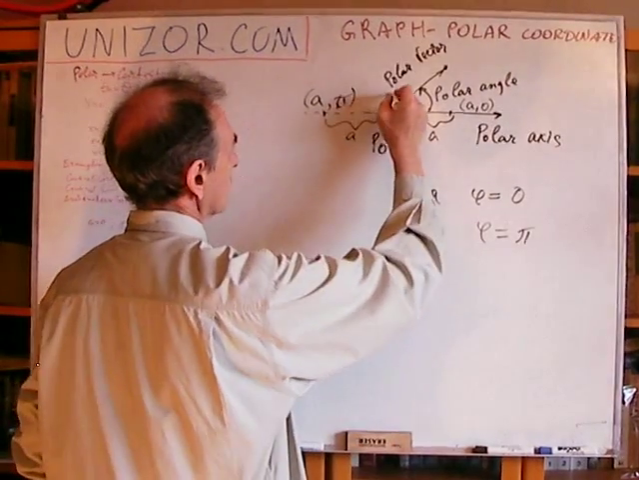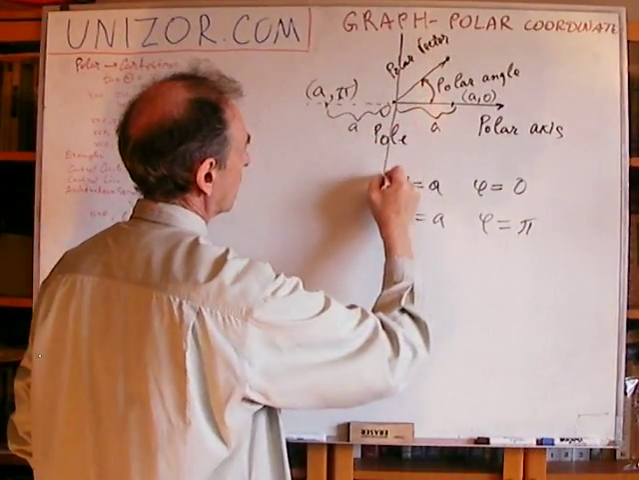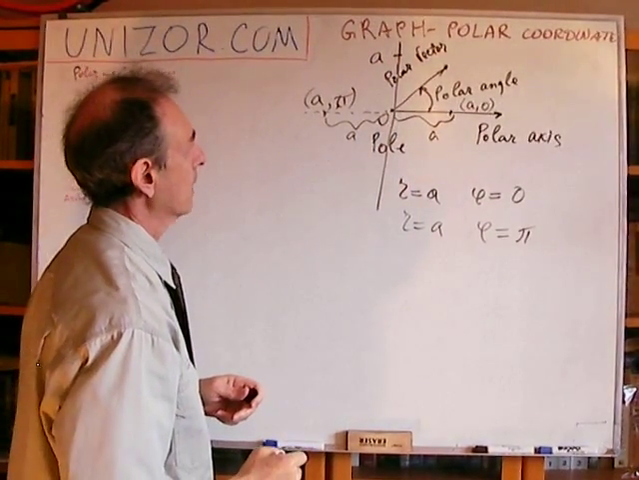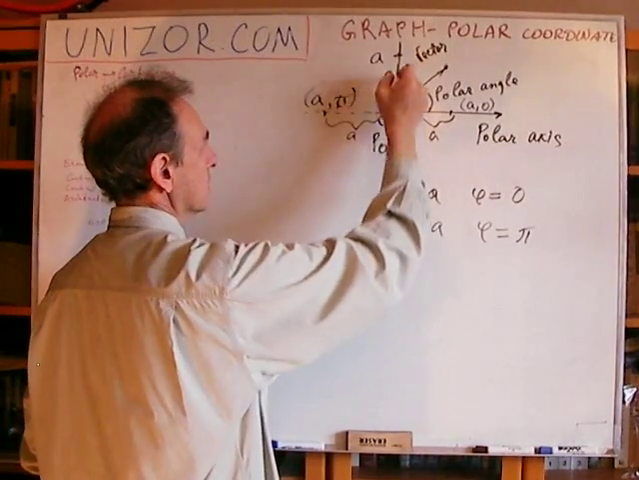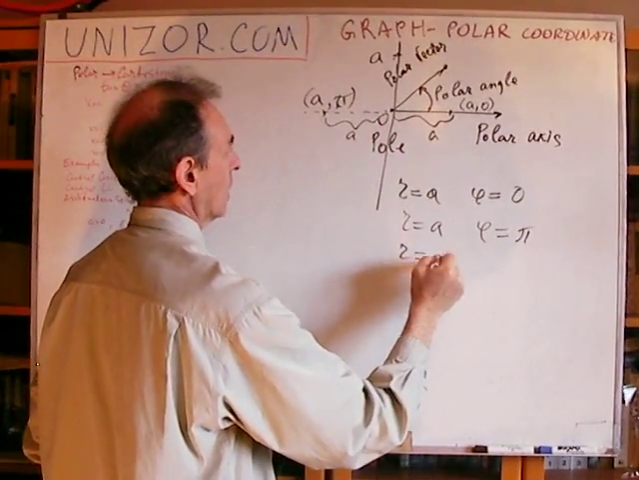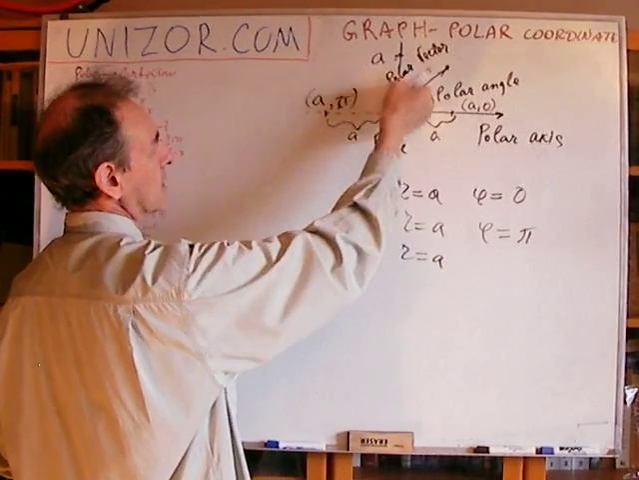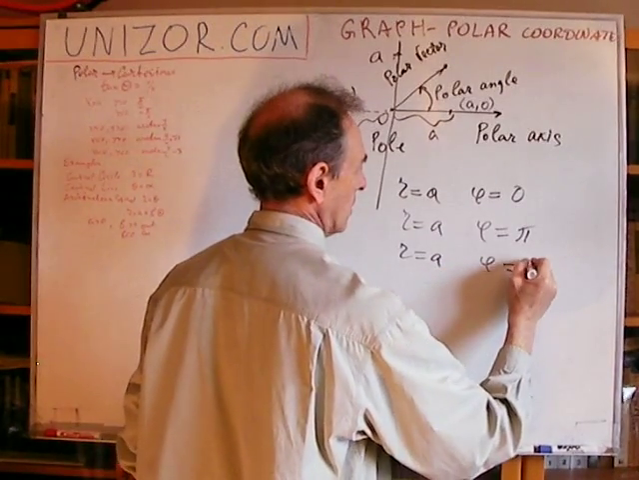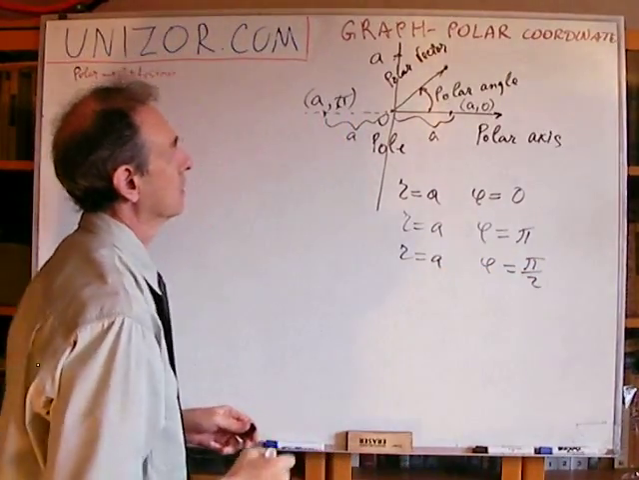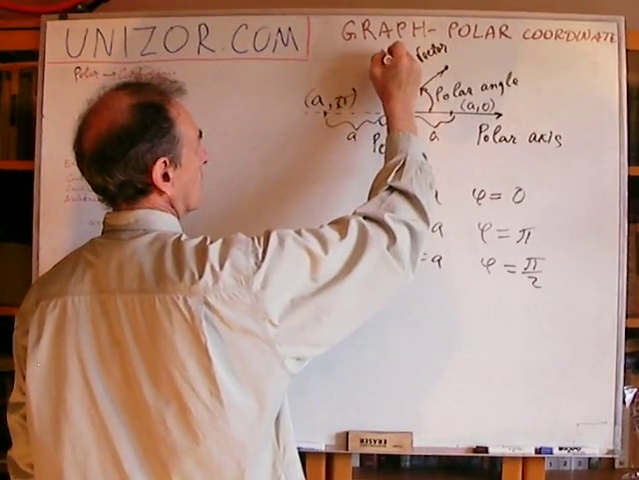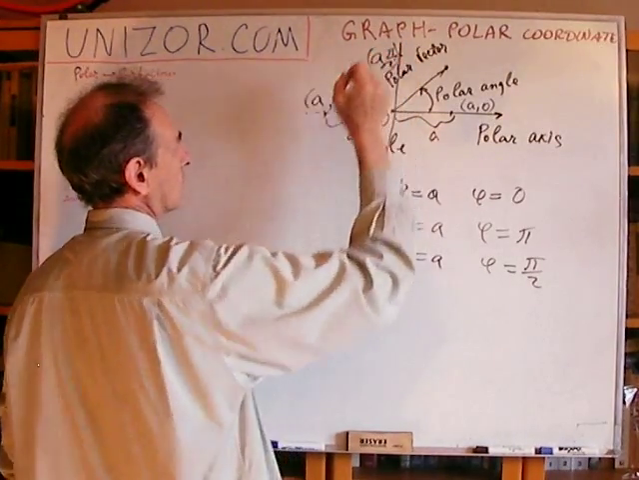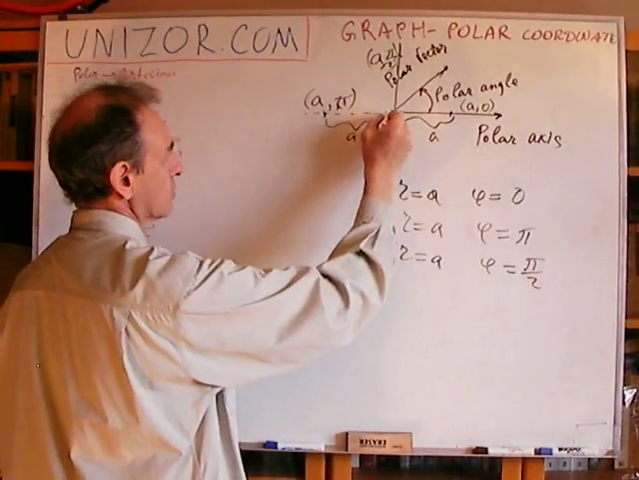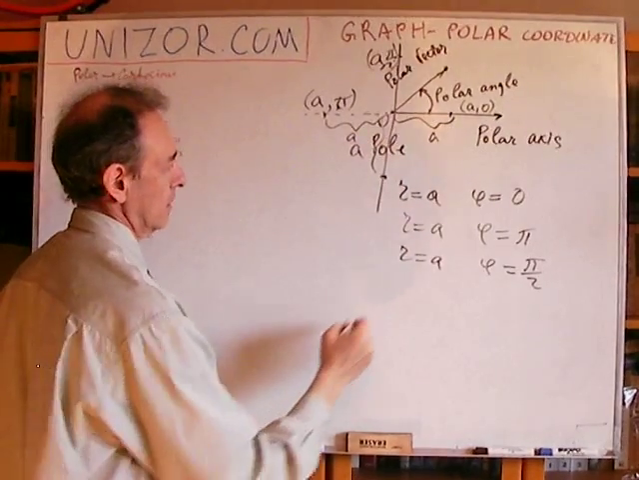How about perpendicular, also on the distance a? Well, let's think about it. The distance again is a, and what's the angle? Angle is 90 degrees or half of pi. So this is pi over 2. And on this side, if it's also distance a, same thing.